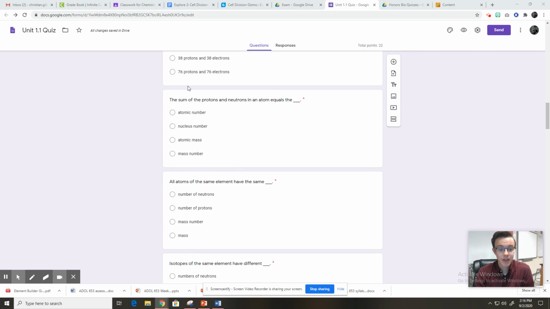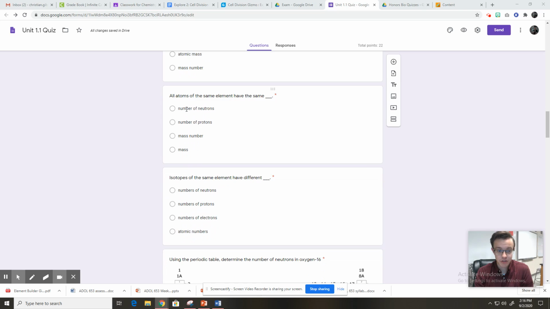All right, next question. The sum of the protons and the neutrons in an atom are equal to the what? Atomic number, nucleus number, mass number or atomic mass. Let me read those again. Atomic number, nucleus number, atomic mass, or mass number. Next question. All the atoms of the same element have the same what? The number of neutrons, the number of protons, the mass number, or the mass.